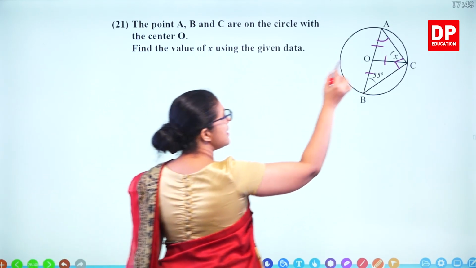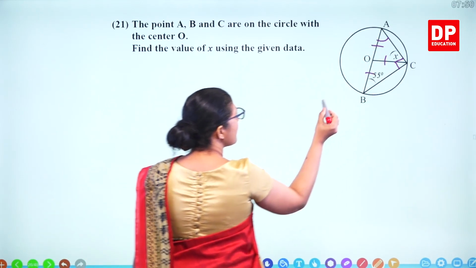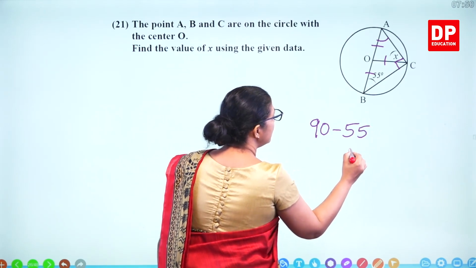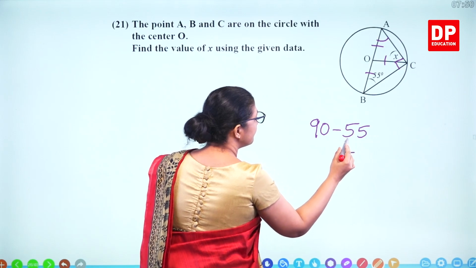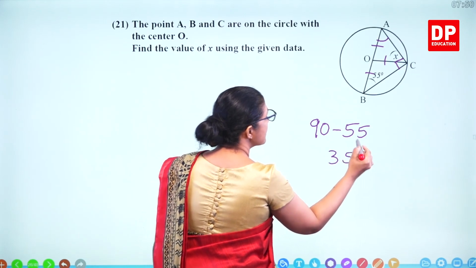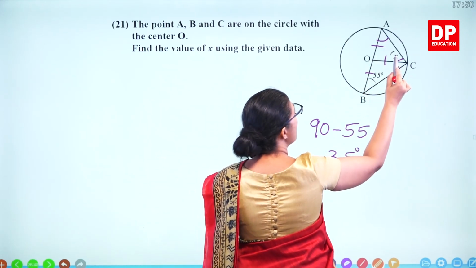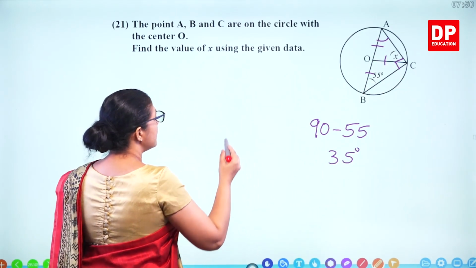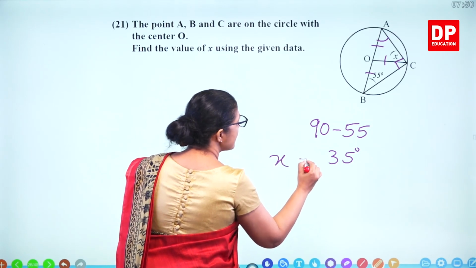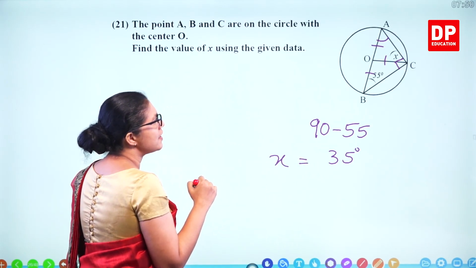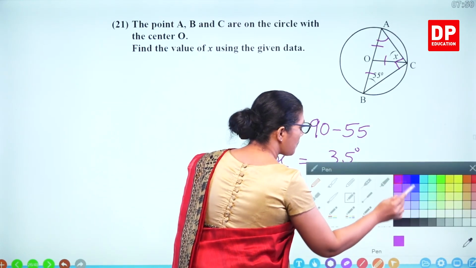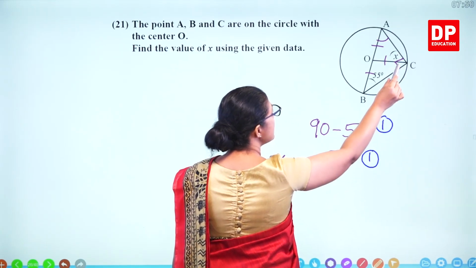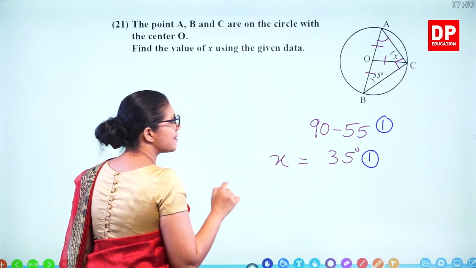So what is this angle? 90 minus 55. You get 35 degrees. Now this is 35, which means these two are equal, isosceles triangle. So you can write x equals 35 degrees. So 1 mark here, 1 mark to identify this is 90 degrees.